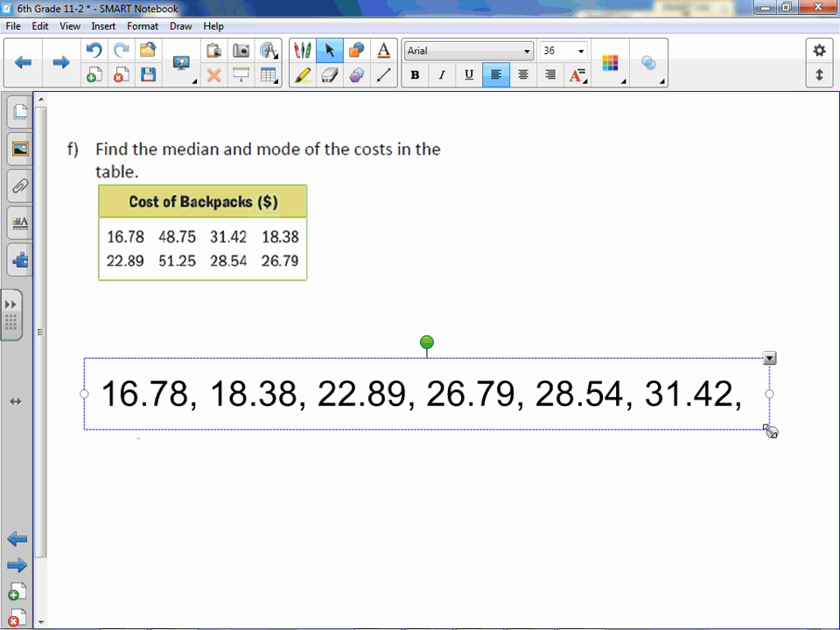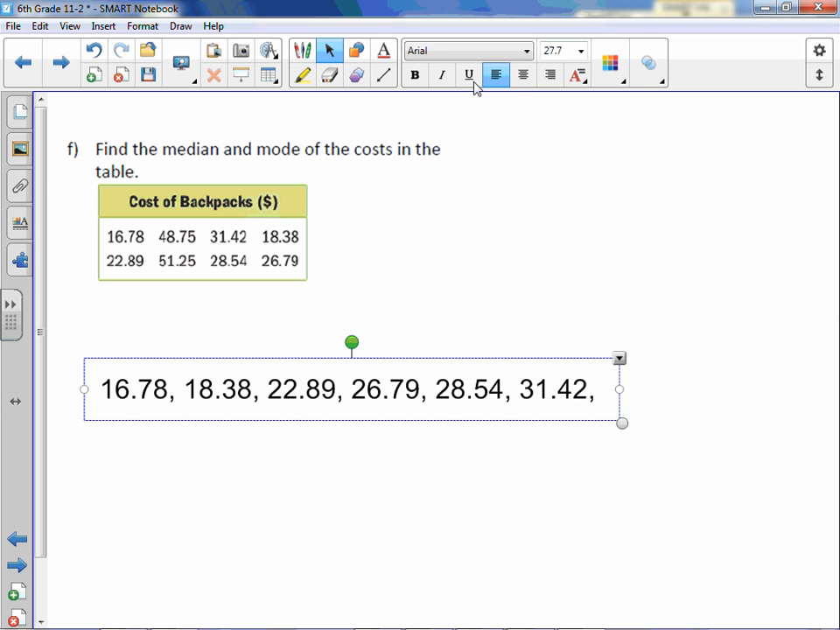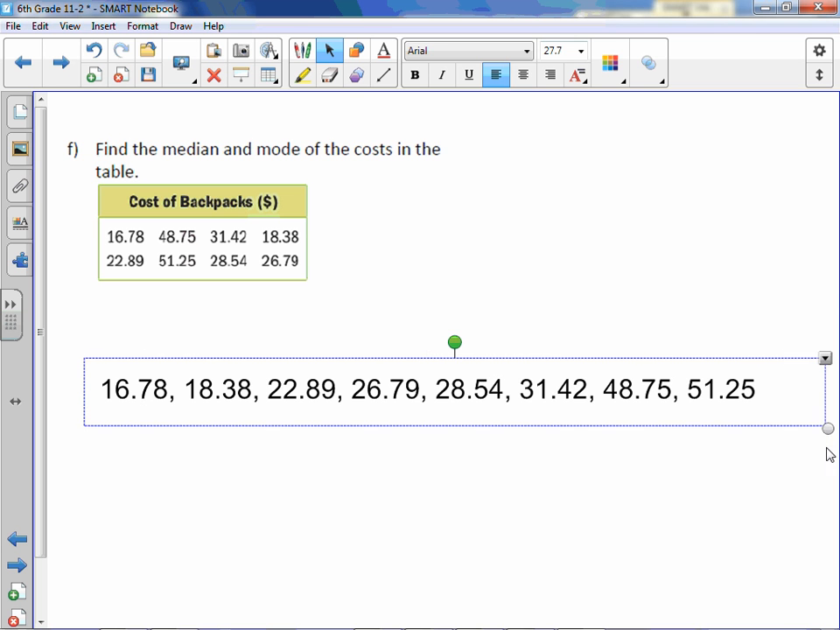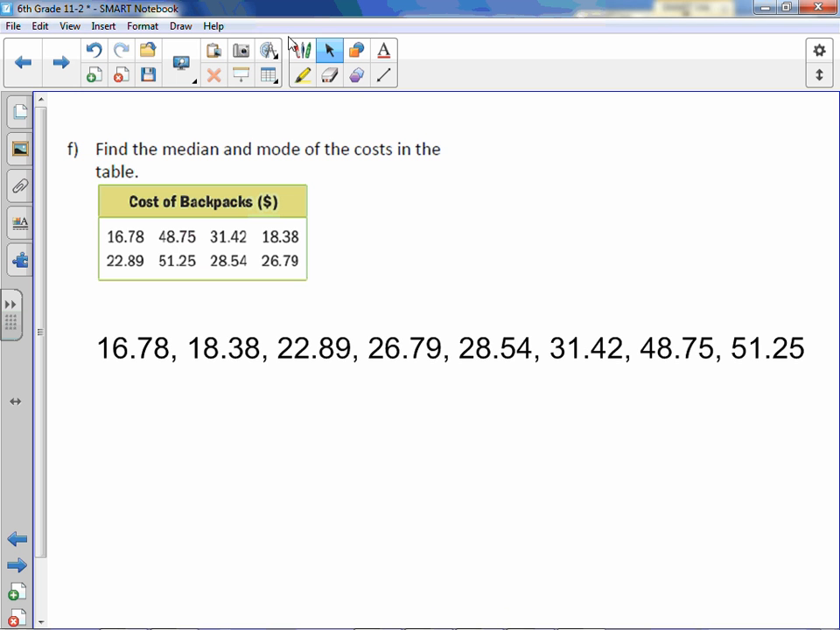I'm going to make this a little bit smaller. So 31.42 is where we left off. No more 30, so 48.75 and 51.25. Let's make sure we have, it looks like there are 8 here. 1, 2, 3, 4, 5, 6, 7, 8. Okay. Let's find the median.